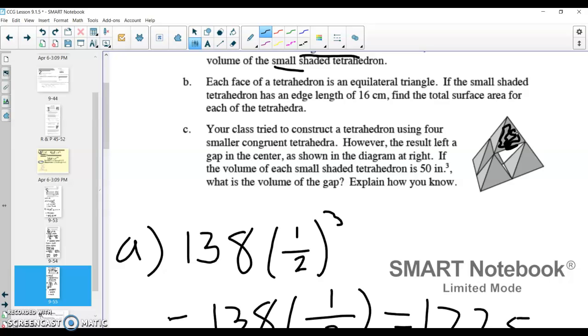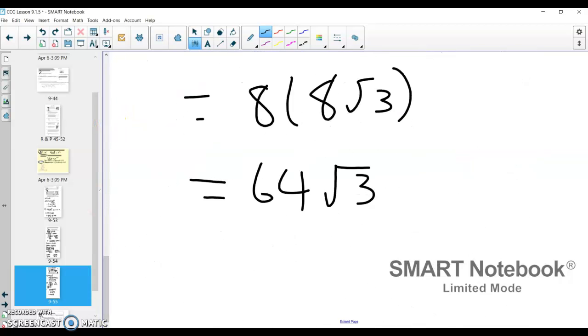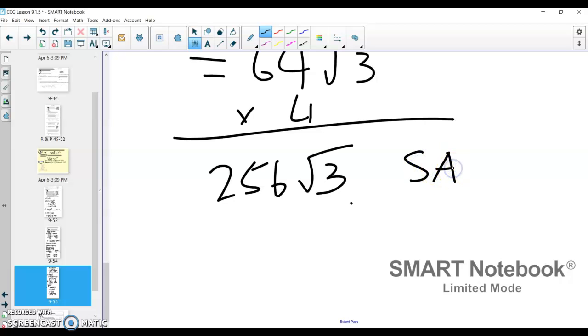All right? Well, there are 4 faces that make up that shape. And so I'm going to take my answer here, and I'm going to multiply it by 4 for the 4 faces that it's made up of. And then when I do this, that's going to give me my total surface area here. And so 64 times 4 gives me 256 square root of 3 still. And that is the surface area of just one small tetrahedron.